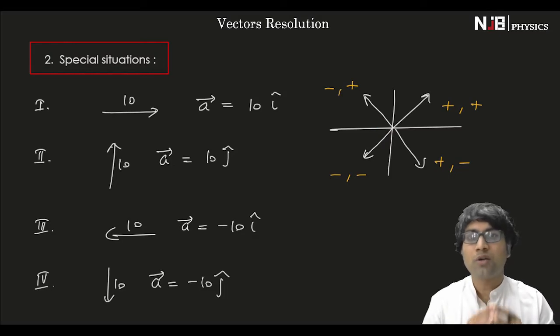So let's now talk about the resolution of a vector in 3 dimensions. That means in the earlier case, the vector was lying in the xy plane. What if the vector is not lying in the xy plane, and its orientation is somewhere in space? So let's see, in that situation, how do we resolve the vector?